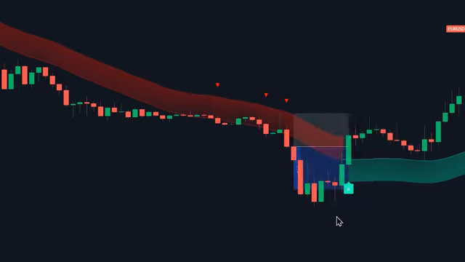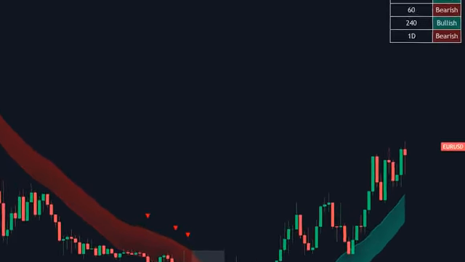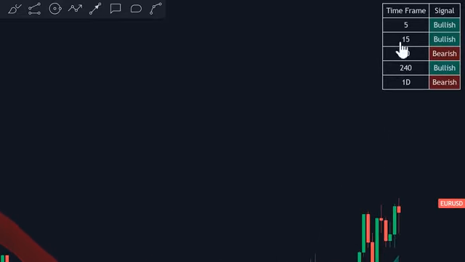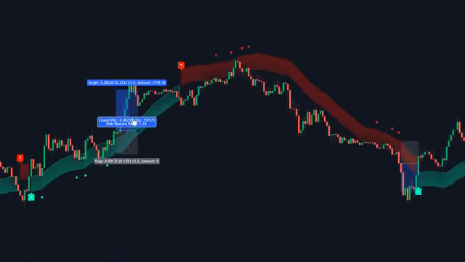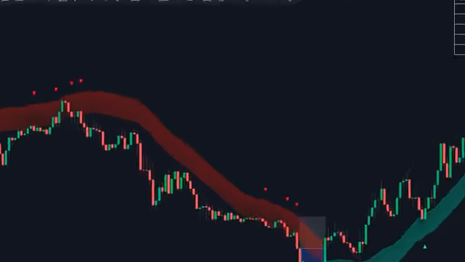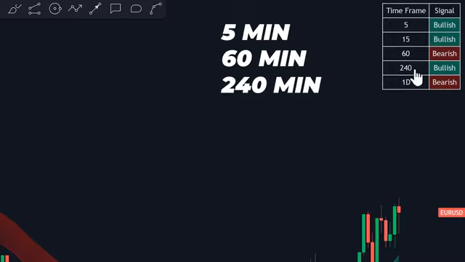This indicator also displays trends not just on the time frame of your chart, but also across these 5 extra time frames as well. Currently, I'm using the 15-minute time frame, which is also included on the table. But we also have the 5-minute, we have the 60-minute time frame, which is just the 1-hour time frame, the 240-minute, which is 4 hours, and the daily time frame.